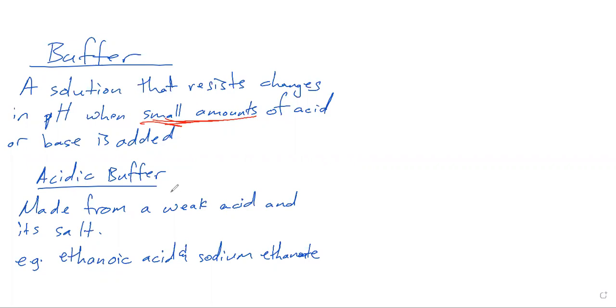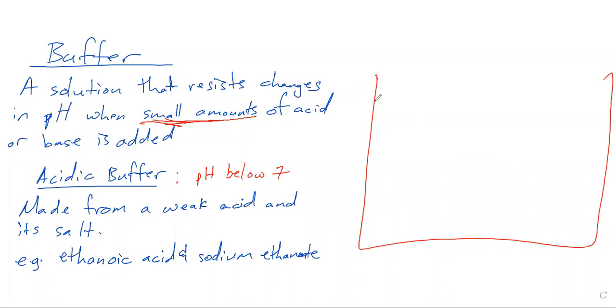An acidic buffer has a pH below 7. It is made from a weak acid and its salt. So what will you have inside of your acidic buffer? Sodium ethanoate, CH3COONa. You will have a lot of ethanoate ions.